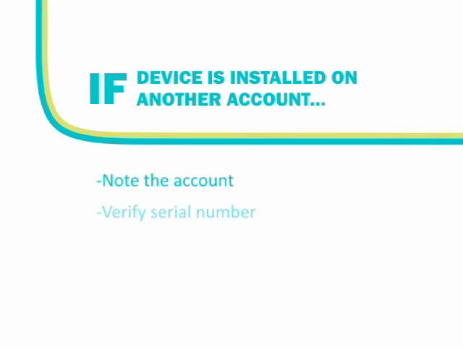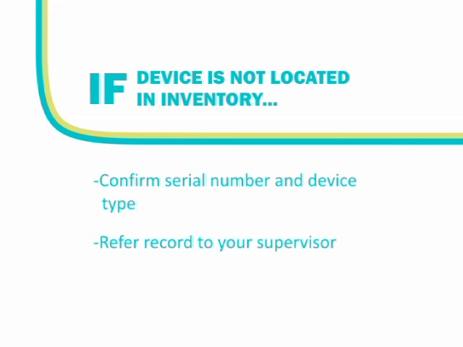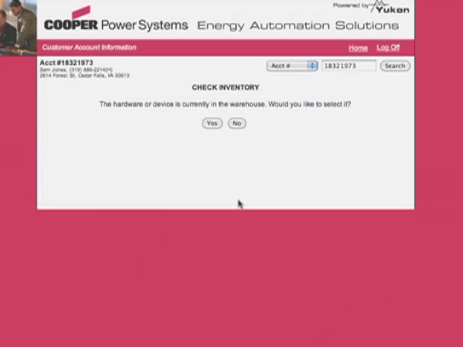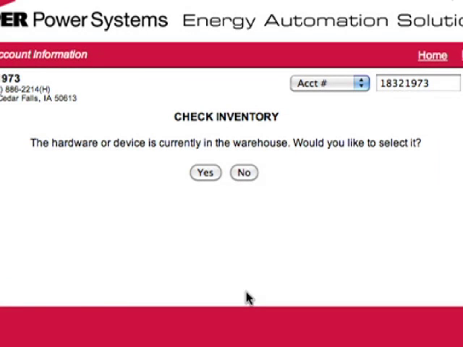If the device is not located in the inventory, first confirm that you have typed the serial number correctly and selected the correct type of device. If so, refer this record to your supervisor to verify the inventory serial number. If the device is in inventory and not installed on another account, select Yes to select it and assign it to the current customer account.